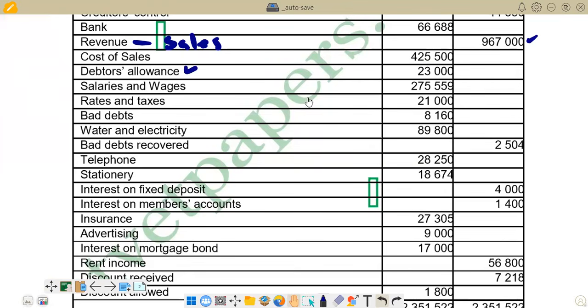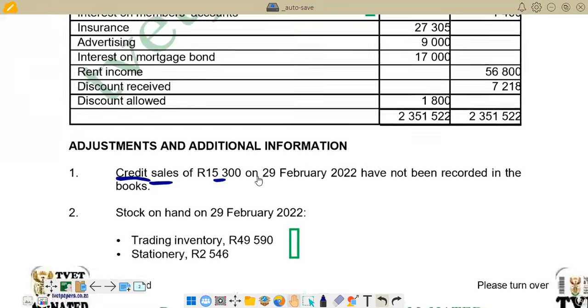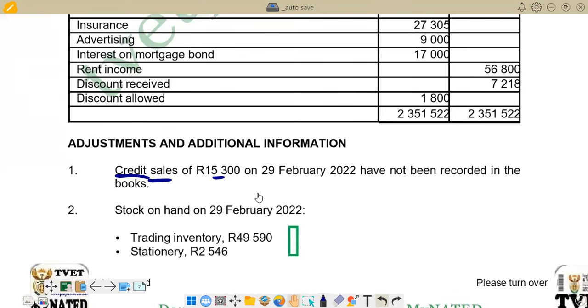But remember, there are those credit sales that were omitted. It means there was no entry that was done in terms of those credit sales. The double entry was not even effected. So what was the double entry which was supposed to be there? We were supposed to credit sales, but then these are sales that have taken place, which means the goods are going out of the business. Remember, the goods are going out of the business.